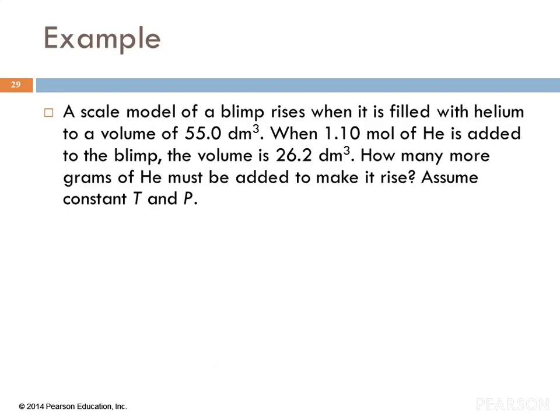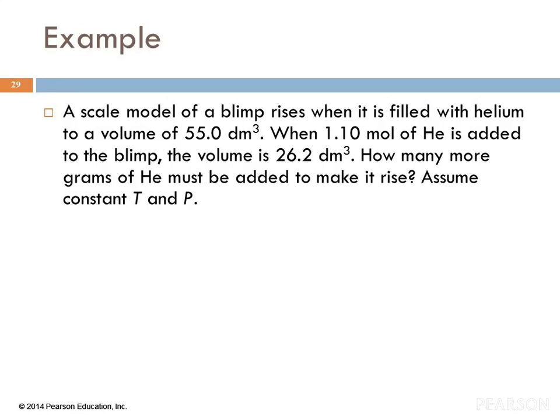So let's do an example using Avogadro's law. A scale model of a blimp rises when it is filled with helium to a volume of 55 cubic decimeters. When 1.10 mole of helium is added to the blimp, the volume is 26.2 cubic decimeters. How many more grams of helium must be added to make it rise? Assume constant temperature and pressure. Now this is an Avogadro's law problem that is not just pull the numbers out and stick them in the formula. We have to think about this one a little bit.